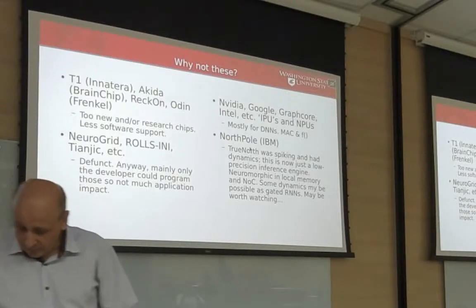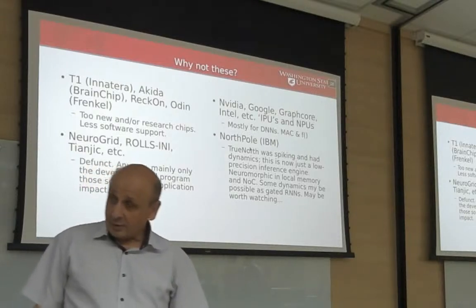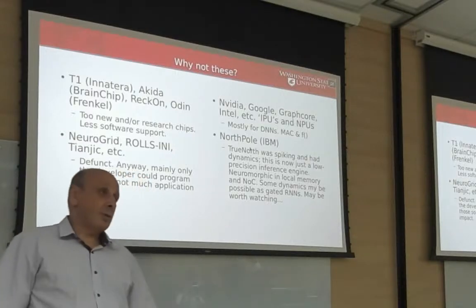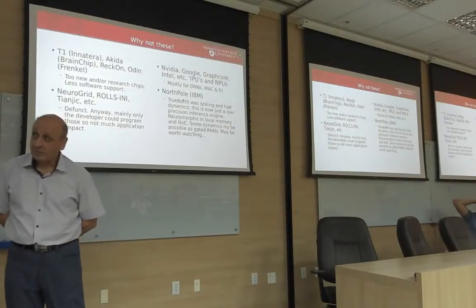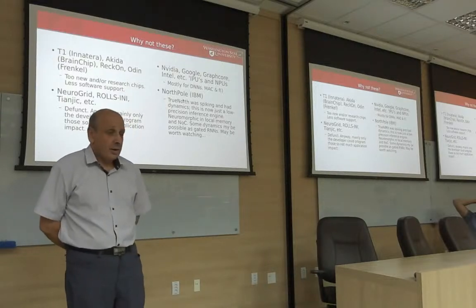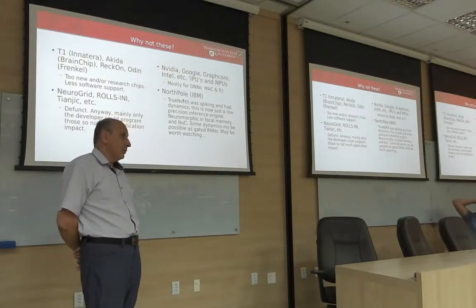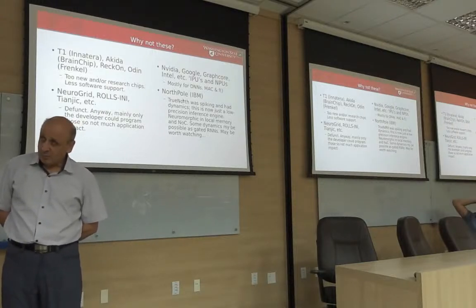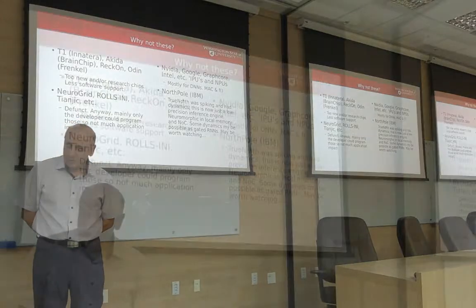The main chips these days labeled as AI accelerators are NVIDIA, Google's TPU, GraphCore, and Intel also has intelligent processing units. This is the name these days, or neural processing units. They're mostly for deep neural networks and are optimized for multiply, accumulate, and nonlinear functions that are typically used for deep neural networks. And NorthPole is somewhere in between. TrueNorth was a spiking chip with dynamics.